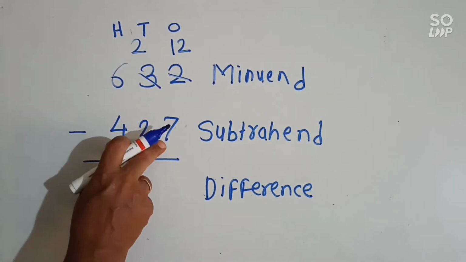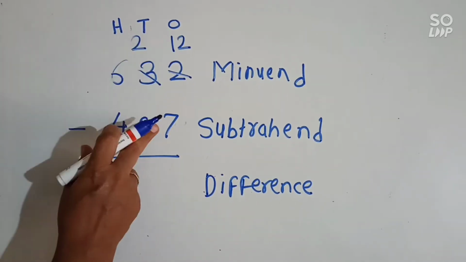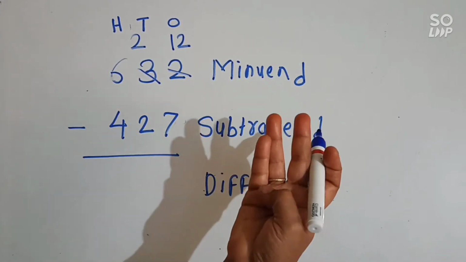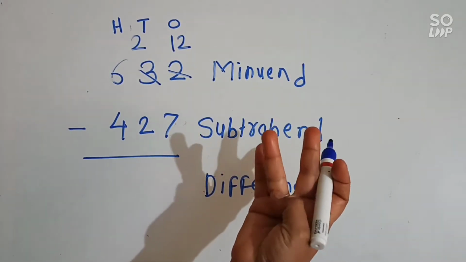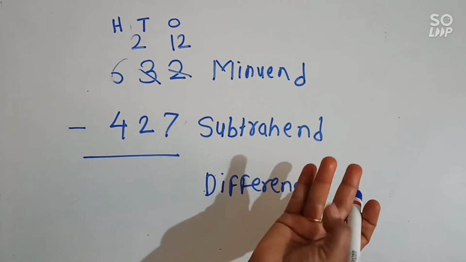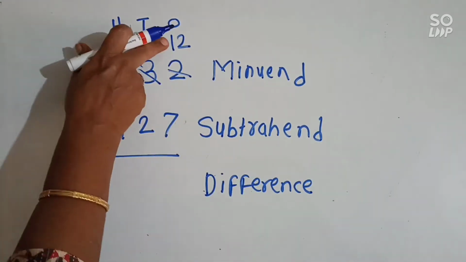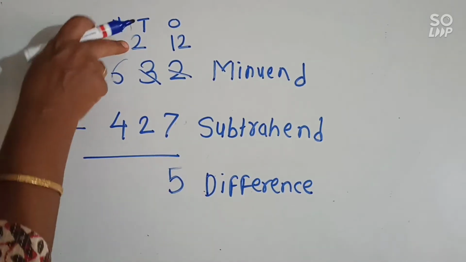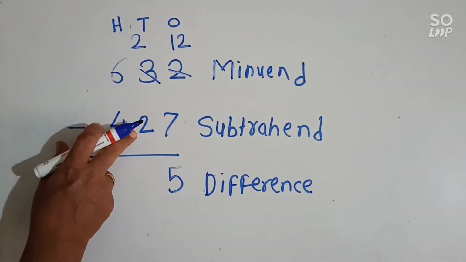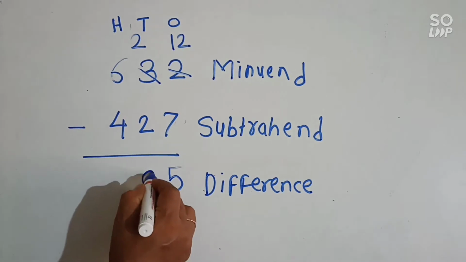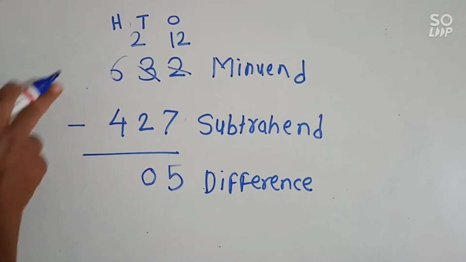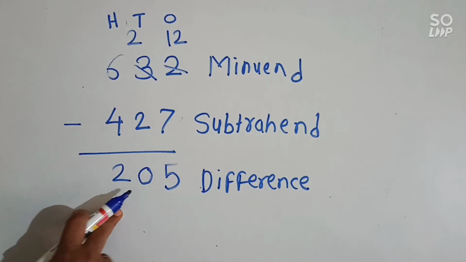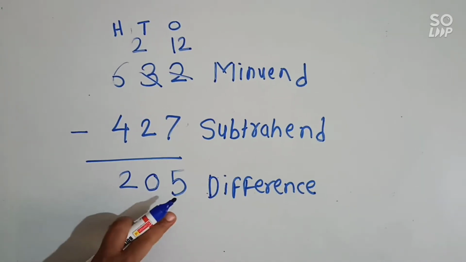Let's count forward from 7 to 12. Counting from 7 to 12, how many numbers come? 8, 9, 10, 11, 12. How many? 1, 2, 3, 4, 5. So 12 minus 7 is equal to 5. Now in the tens place 2 minus 2 is 0, and in the hundreds place 6 minus 4 is 2. This is the difference, 205.